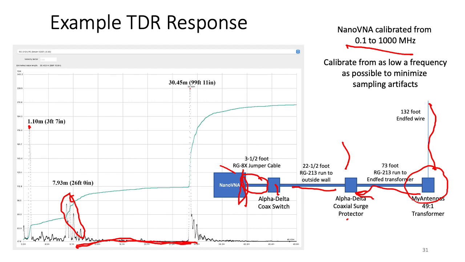There's no response that jumps up at me here, which means the cable is fairly good. There's no nicks on it, there's no shorts or opens, and the cable run is very good out to the NFED transformer. I get a very, very strong reflection at the NFED transformer at 99 feet out. And if I followed this curve out even further, if I had gone out more than 50 meters or so, I would have seen another reflection that occurs at the end of my 132-foot NFED wire.